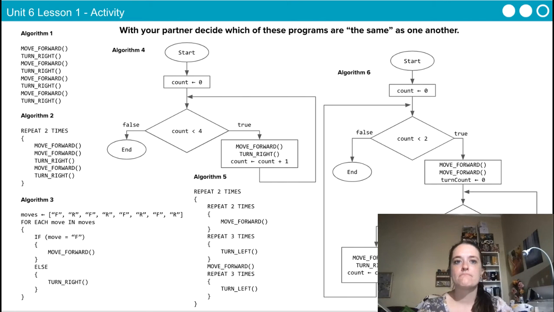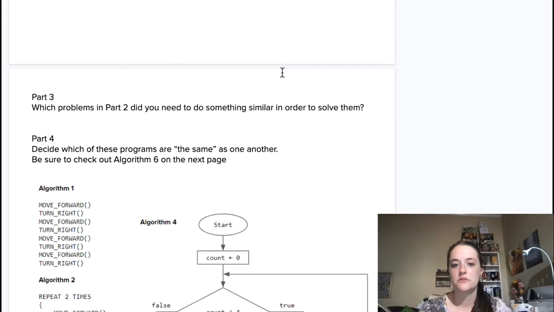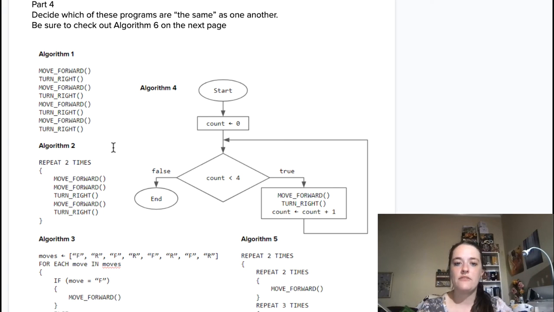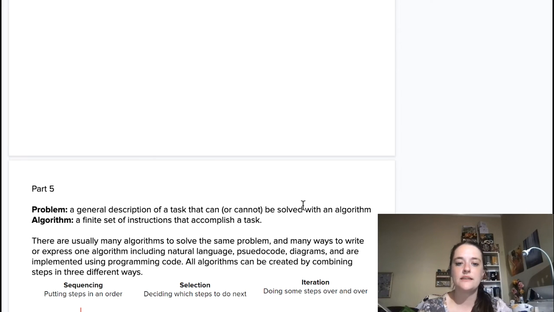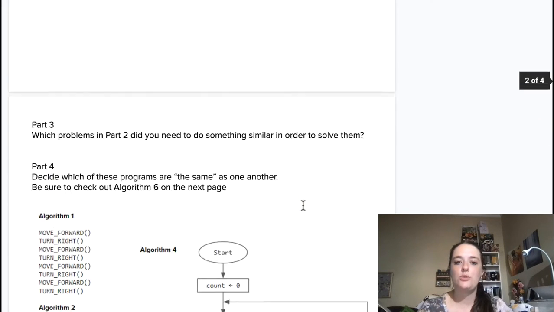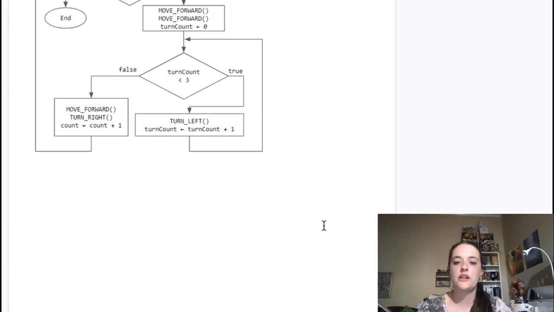So our question was, which is the same? We want to look at how we decide which ones are the same. Okay, so we have the examples on your activity guide. You have algorithm 6, and you would put your response either right here around part 4, or underneath algorithm 6. Okay.